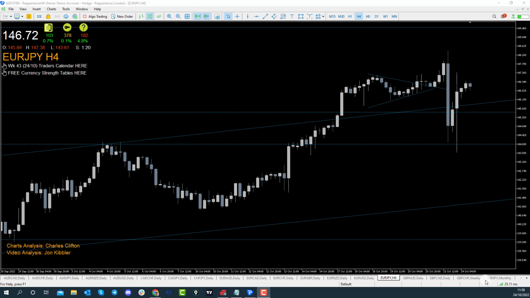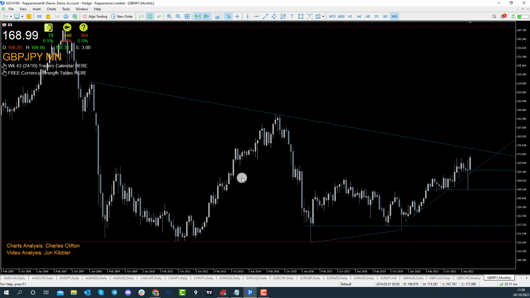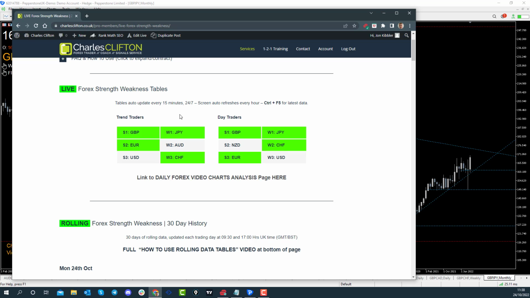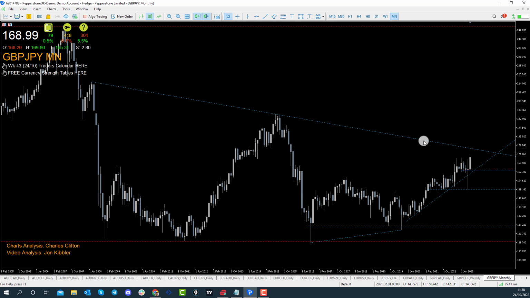Let's head over to our next chart of interest then. So we're going to bring in pound yen. Why are we looking at pound yen? Well, if we head over to the live Forex strength and weakness tables, you can see pound yen tops the tables. So this is going to be our main interest.